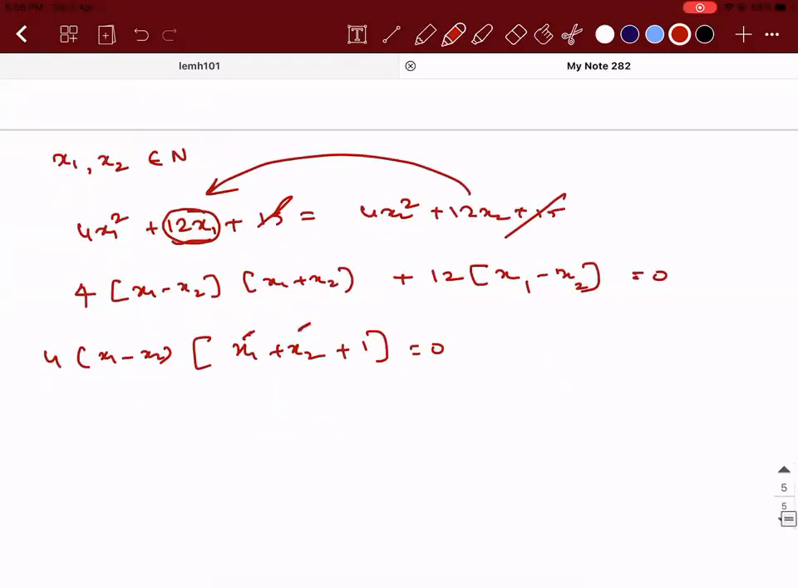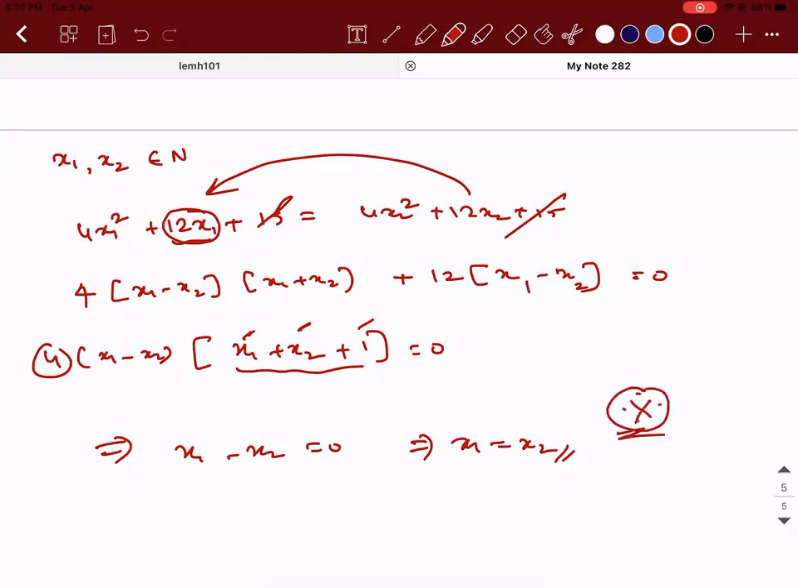So x1 and x2 belong to the natural number set, plus 1. So the sum of positive numbers can never be 0. And 4 is also there. From this, what can I conclude? x1 minus x2 should be 0. From this, I can say x1 is equal to x2. So this kind of problem, you need to go with this method. I hope you're clear with the steps.